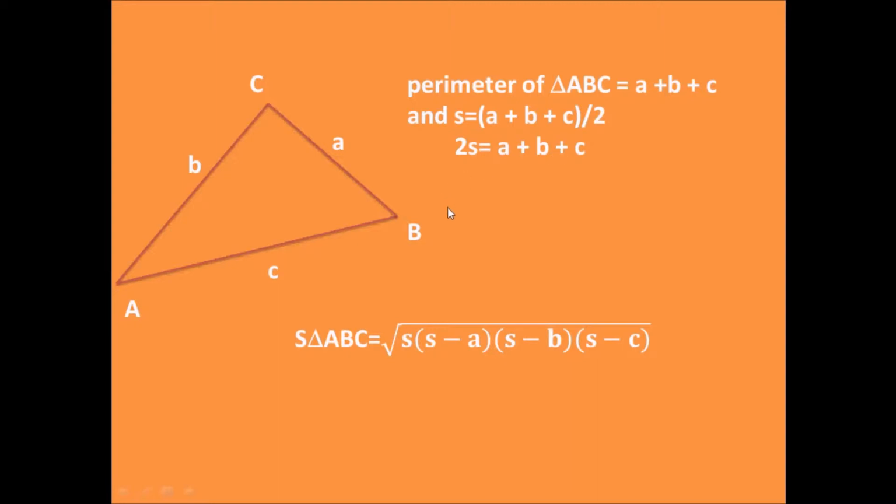As long as we know the perimeter of a triangle, we can calculate the area of this triangle based on the formula: square root of s times (s minus a) times (s minus b) times (s minus c). Today, I want to show you how to prove this formula.